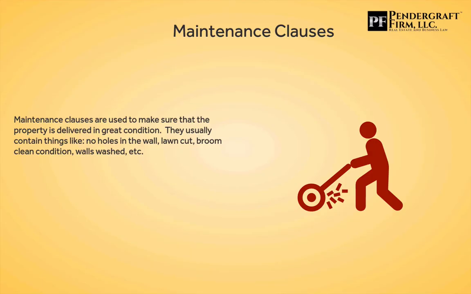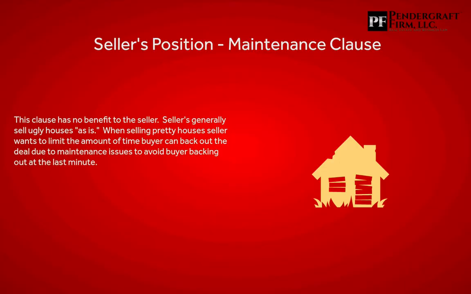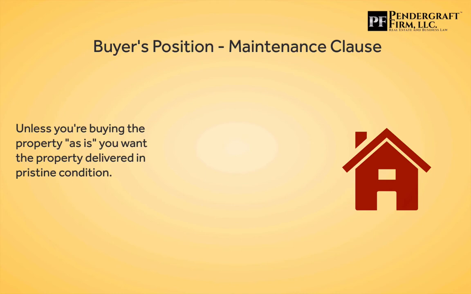Maintenance clauses. Maintenance clauses are generally used to make sure that property is delivered in great condition. They usually contain things like no holes in the walls, lawn cut, broom clean condition, walls washed, etc. If you are the seller, this clause really has no benefit to you. Sellers generally sell ugly houses as is, or when selling pretty houses, the seller wants to limit the amount of time a buyer can back out of the deal due to maintenance issues, to avoid the buyer backing out at the last minute. On the other hand, if you're a buyer, unless you're buying the property as is, you want the property delivered in pristine condition. You can put something in the contract, like subject to your approval 24 hours before the closing date, if you can get away with it.